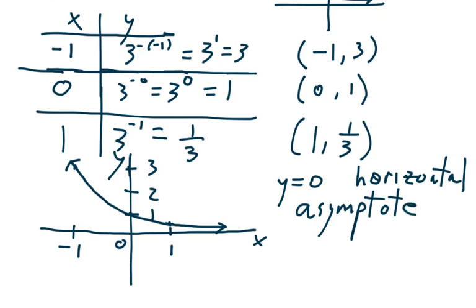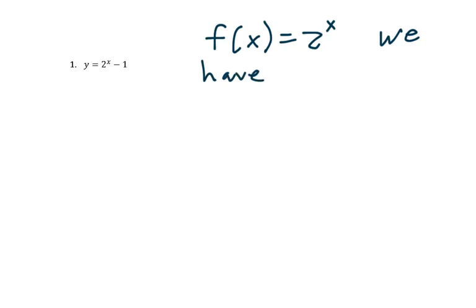All right, so now what we're going to do is graph the function y equals 2 to the x minus 1. Now notice right away that if we take f of x to be 2 to the x, then we really have y is f of x minus 1. In other words, we're going to take the graph of f and shift it down 1 unit vertically. Okay, so that's what we're going to have.